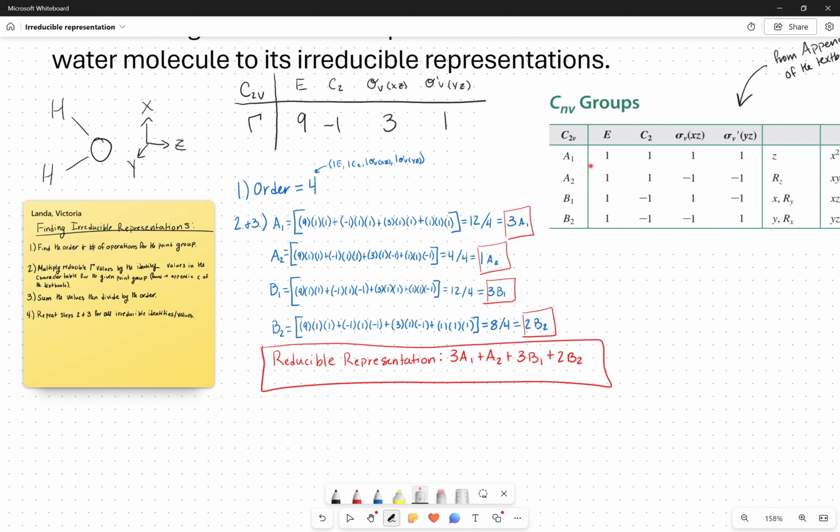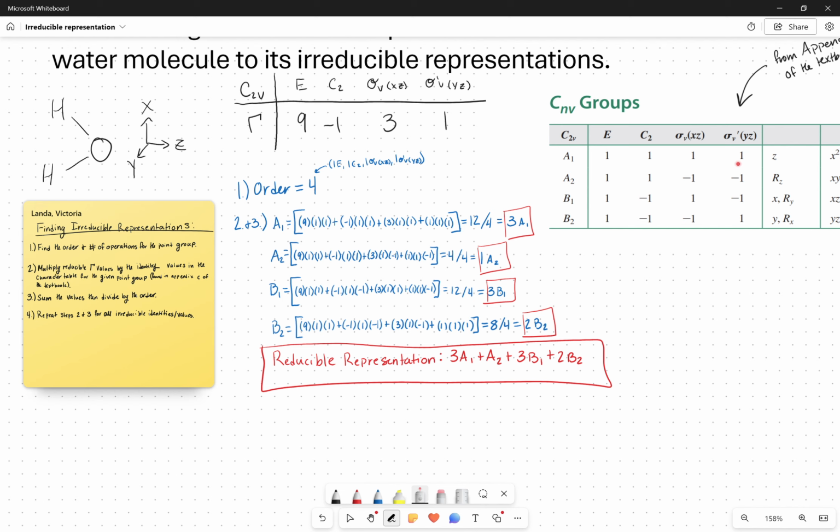And then we do this step for each of our symmetry operations. So we have -1 as a gamma value for C2. We have 1 C2 operation, and we have 1 as the A1 value for C2. Again, 3 comes from here, 1 because we have 1 sigma V, and 1 from the character table. Finally, we have 1 from the gamma value, 1 because there's 1 sigma prime V, and 1 again from the character table. So we go through and we do this and get a sum of these values.